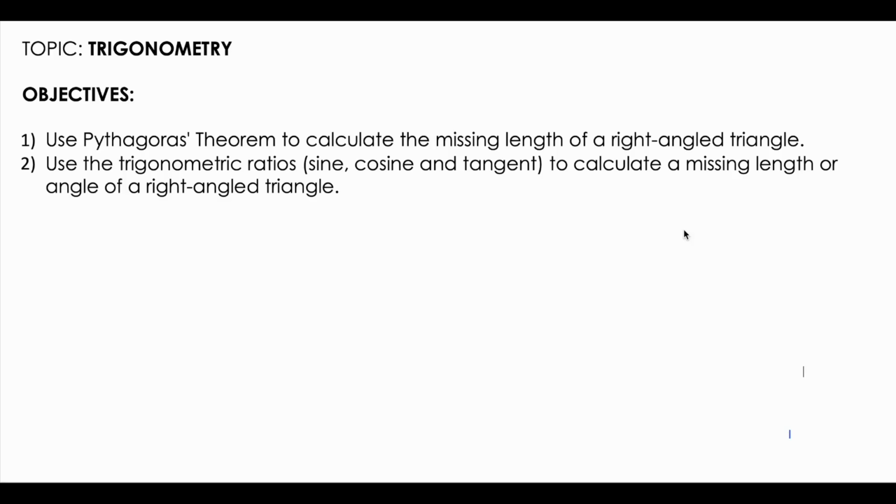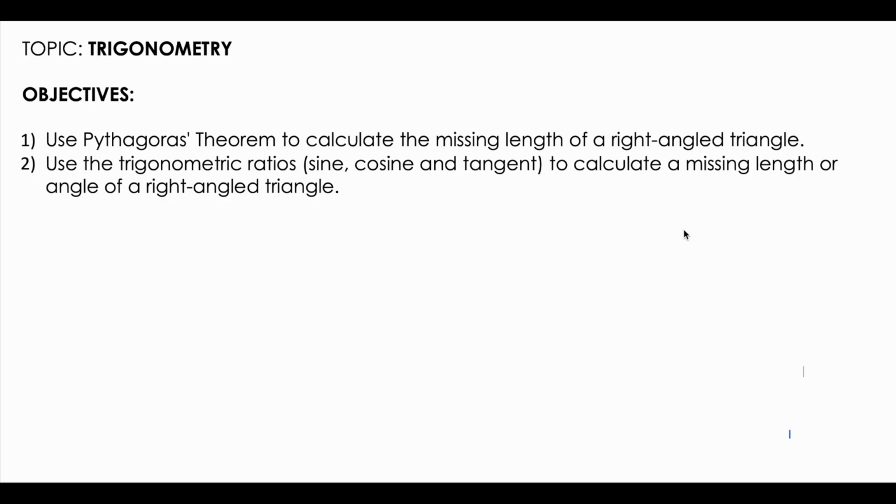Okay, so today what we're gonna work on is trigonometry, right? This is one of the big topics on the CSEC maths exam. Along with geometry, it is worth 21 marks. The first one we're gonna look at is the Pythagoras Theorem, which we're gonna use to calculate the missing length of a right angle triangle.